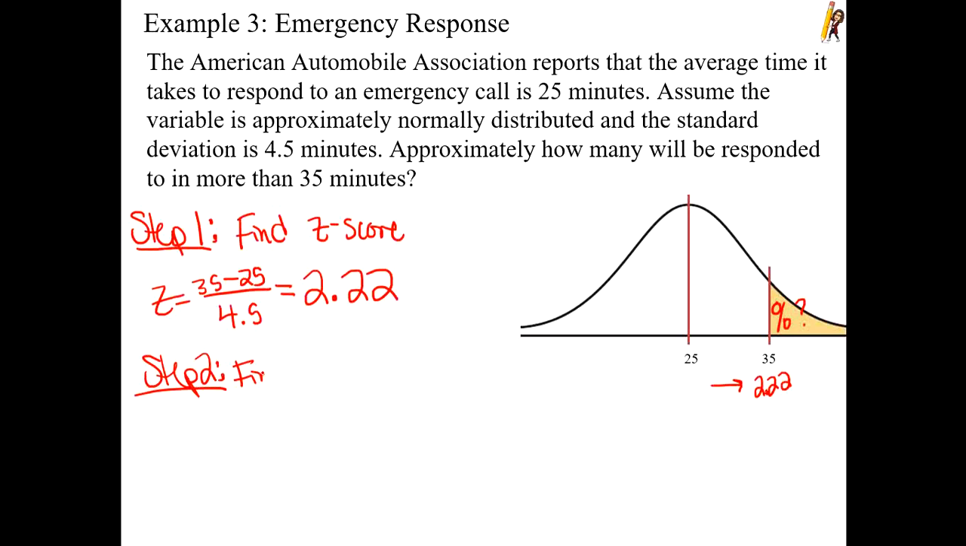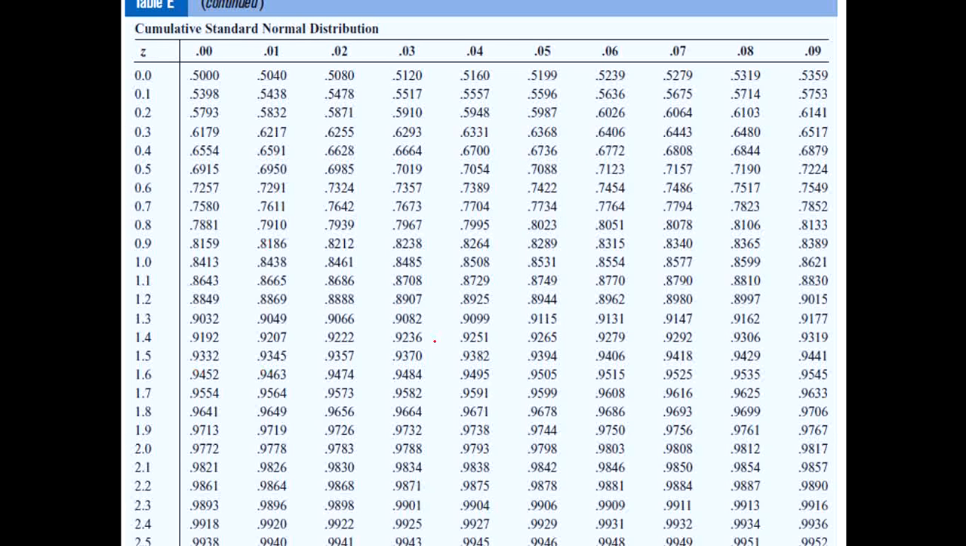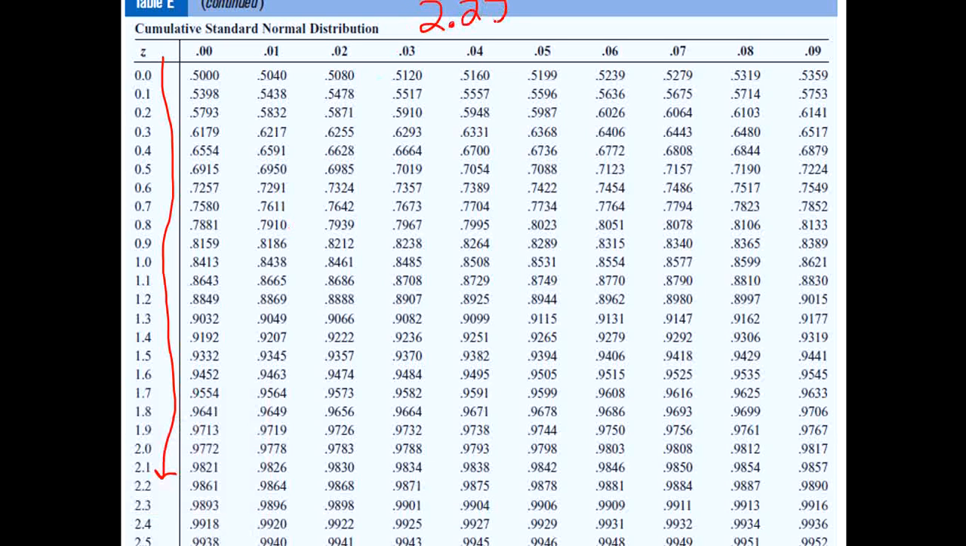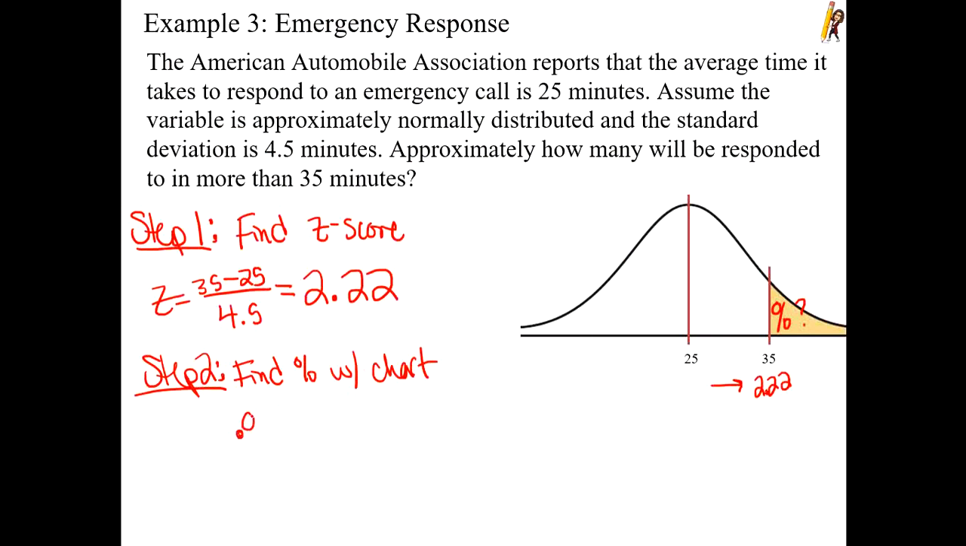So we're going to find the percent with the chart. That's always been our step 2 on these problems. So find the percent. So 2.22, right? So all the way down to 2.2. Sorry, let me erase that really quick. 2.22. So we are at 2.2, and then 0.02, because that's the decimal for 2. So this is our value, 0.9868.